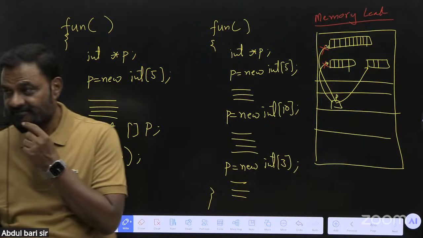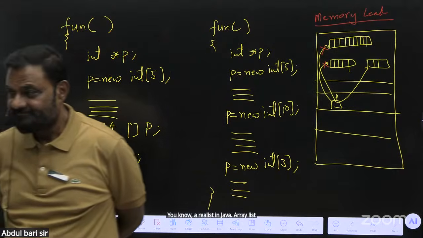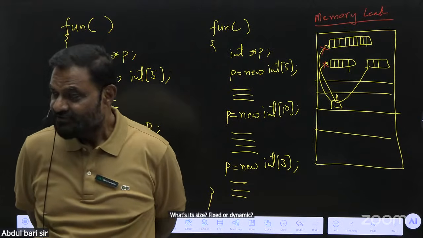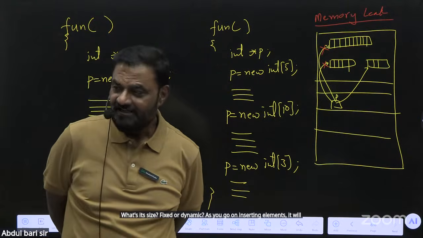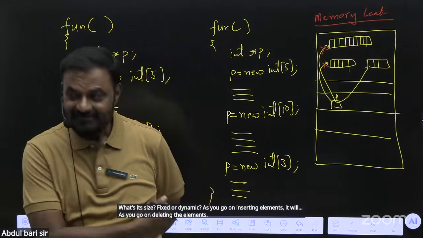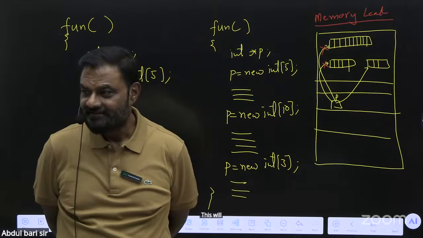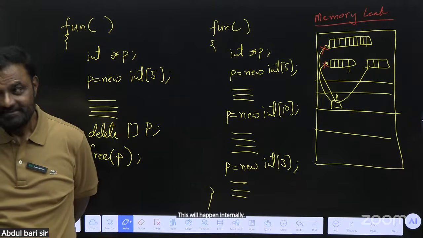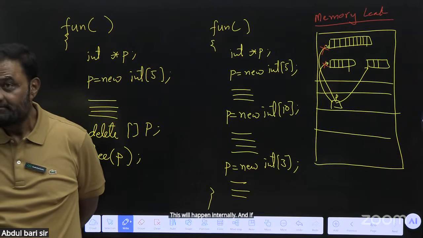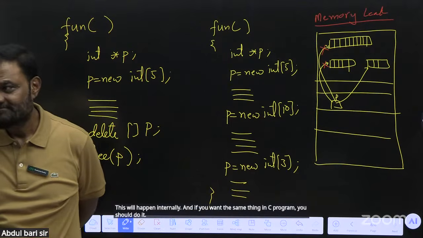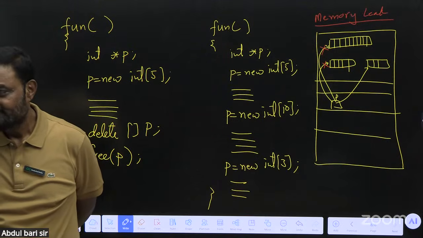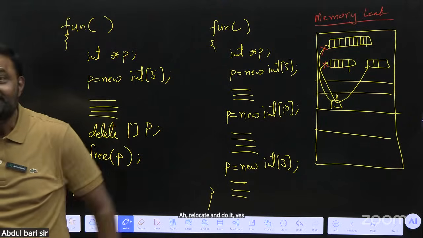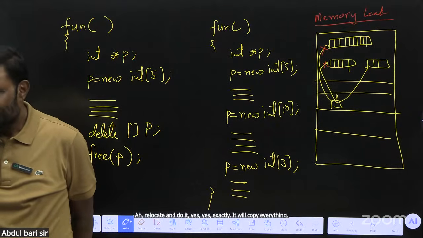You know ArrayList in Java? What's its size, fixed or dynamic? As you go on inserting elements, it grows. As you go on deleting elements, it shrinks. This happens internally. If you want the same thing in a C program, you should reallocate and do it. It will copy everything.